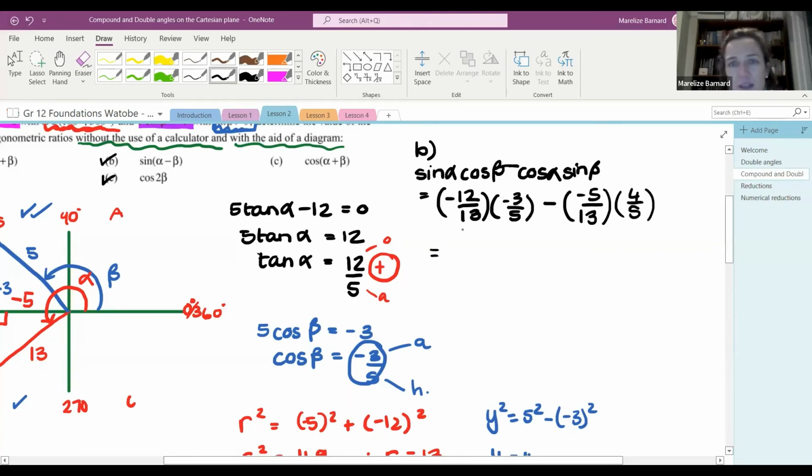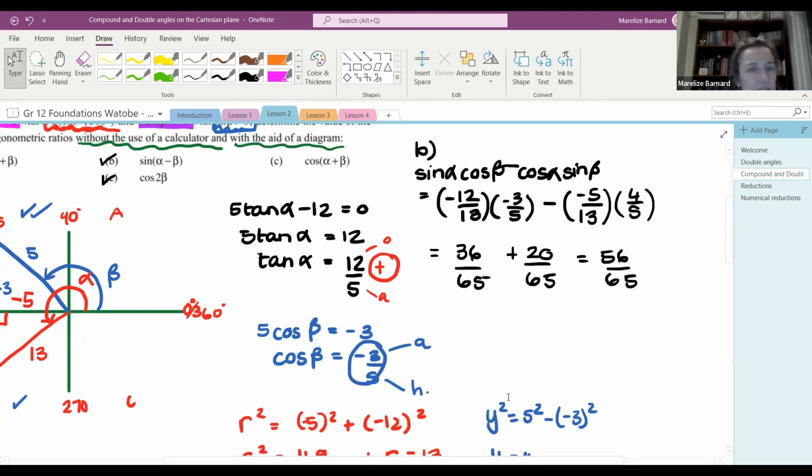Okay, so for this, we're going to again do 36 over 65, and then this is plus 20 over 65, which gives me 56 over 65. Nice. Okay, anyone got an answer? Oh yeah, you guys have been posting answers for D. So question D should be negative 24 over 25.